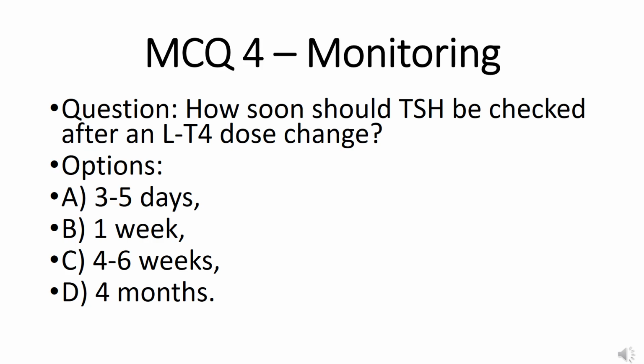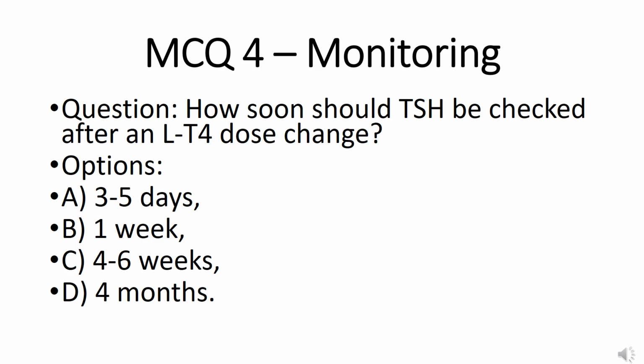A steady state occurs when the amount of medication entering the body equals the amount being removed. Only after this balance is achieved can laboratory tests accurately reflect the full impact of the new dose. For levothyroxine, reaching this steady state typically requires 4 to 6 weeks. That is why clinicians generally wait this amount of time before repeating thyroid-stimulating hormone measurements.